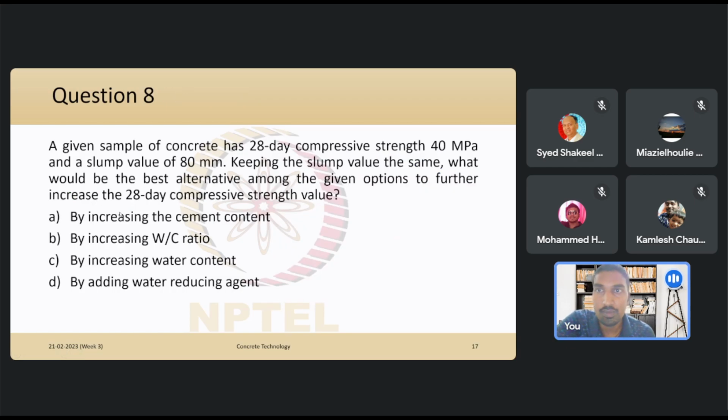Okay, so question number 8 is, we have a sample of concrete which has a 28-day compressive strength of 40 MPa and a slump value of 80 mm. Keeping the slump value the same, what would be the best alternative among the given options to further increase the 28-day compressive strength value? So we have 4 ways. One is increasing the cement content, increasing the water to cement ratio, increasing the water content, or adding a water reducing agent.